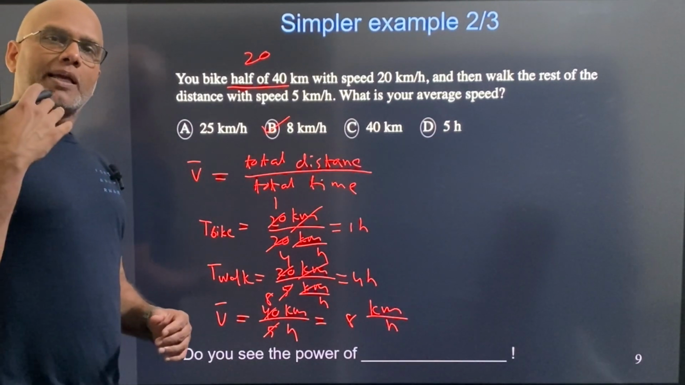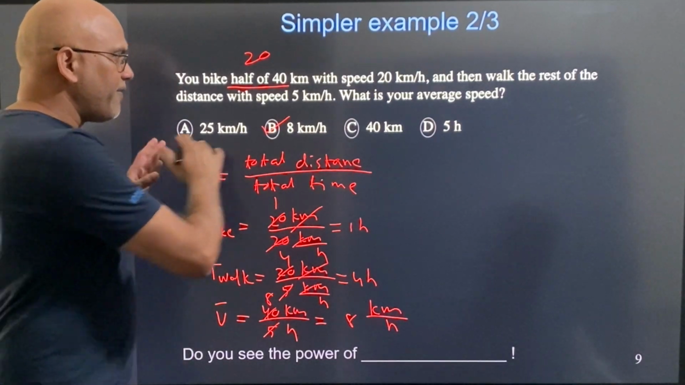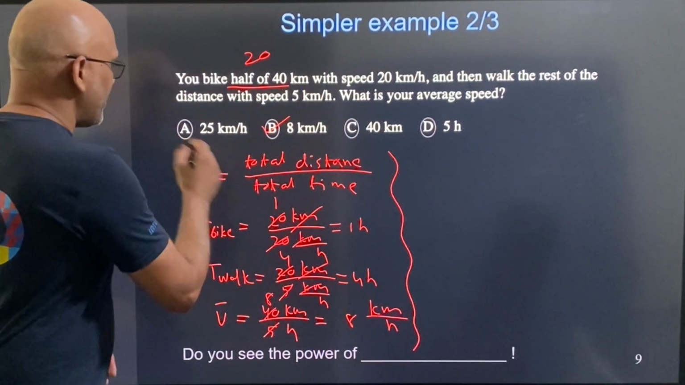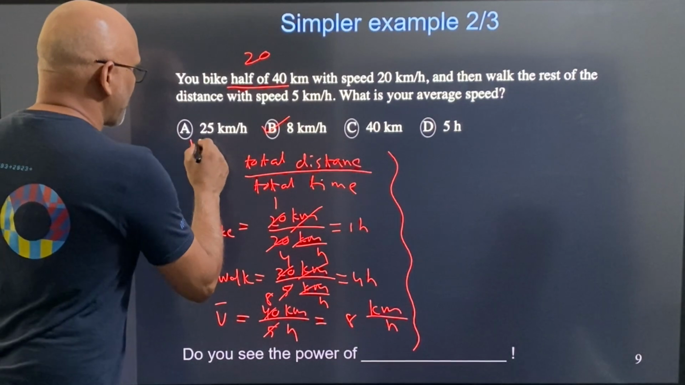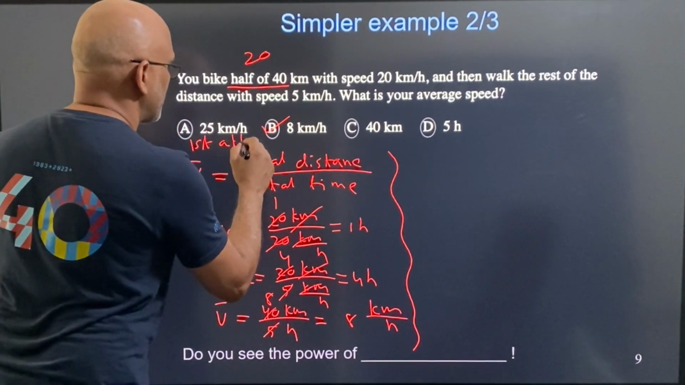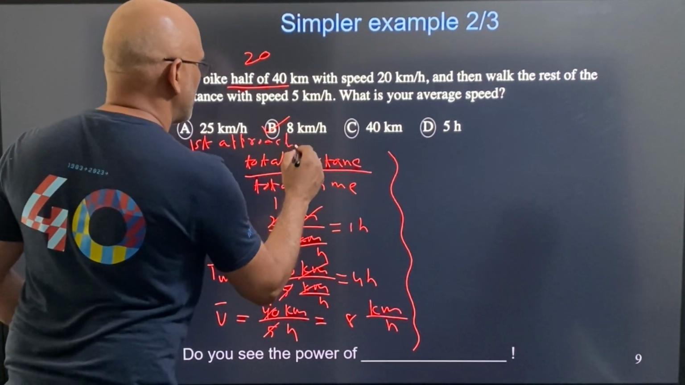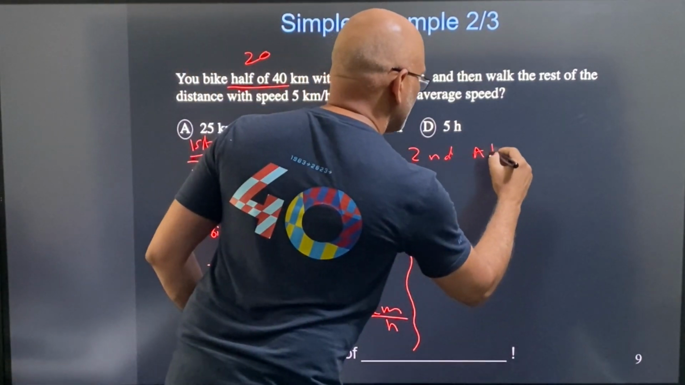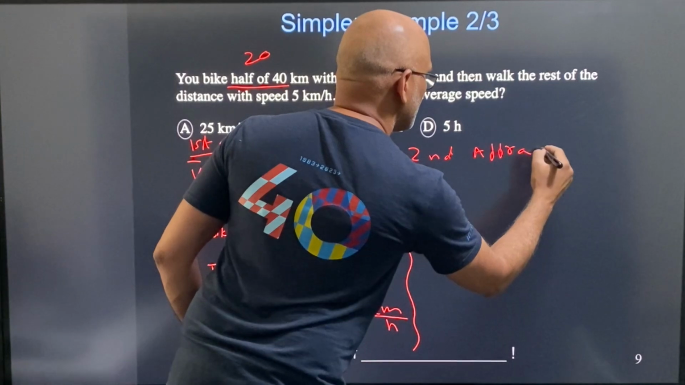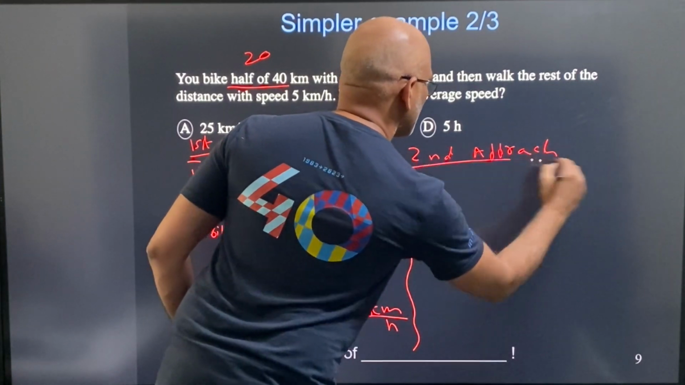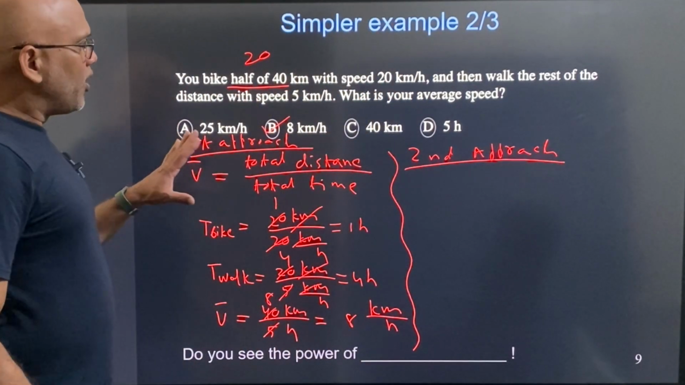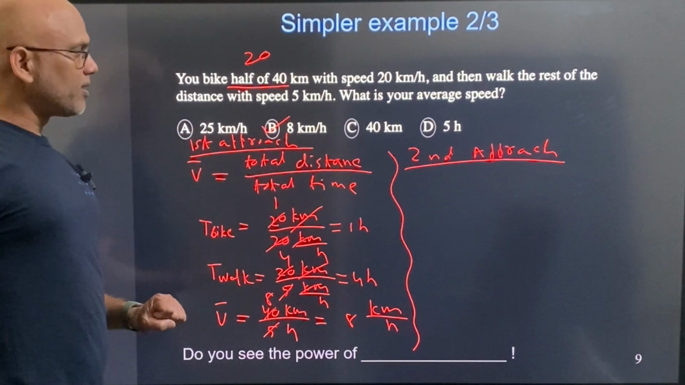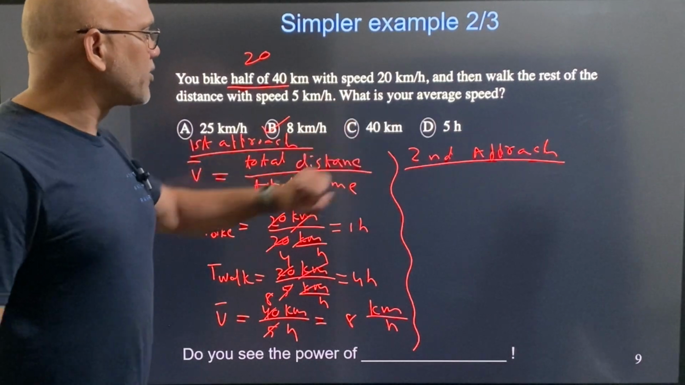But can we solve it another way, given that there are some choices? All right. So let me call this the first approach. So this is the second approach. Here we are not going to do this elaborate calculation. We'll just first take a look at the answers.